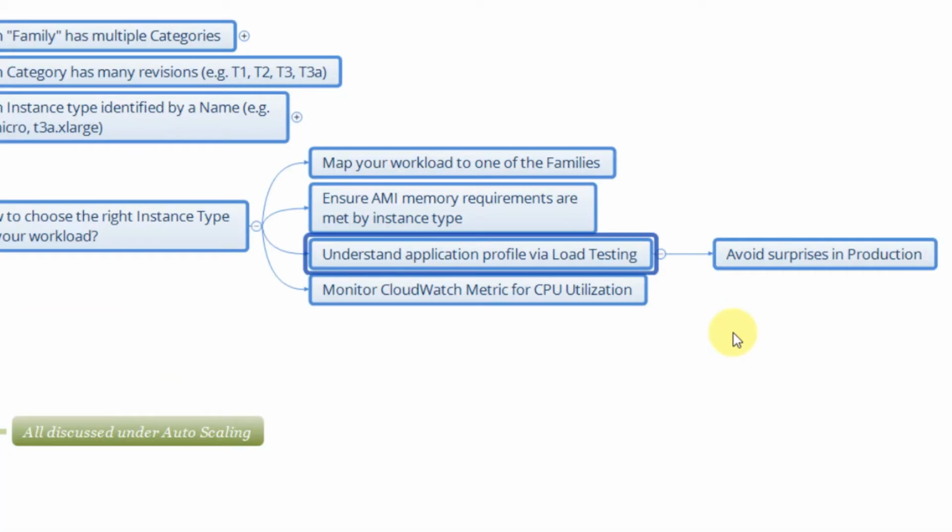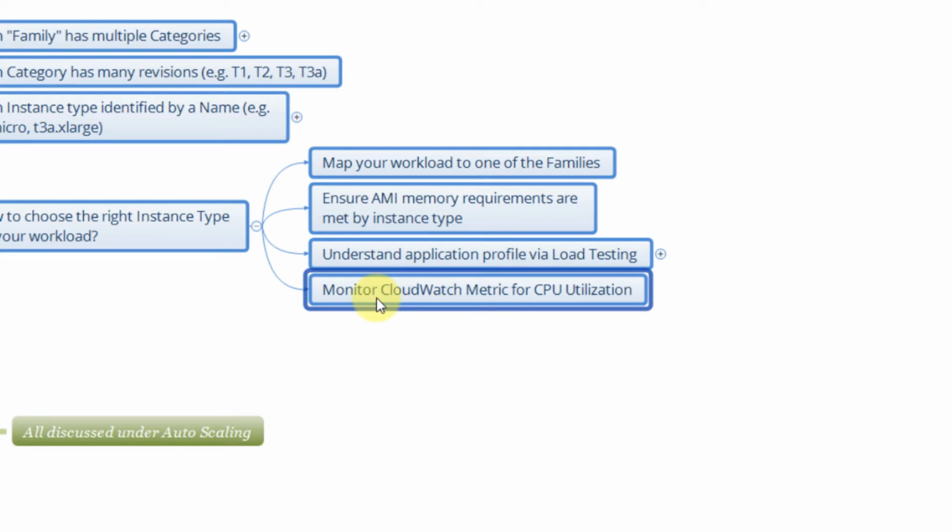And then once you've done a broad mapping of your workload to a type, you can better understand your application profile through load testing. And this is important so that you don't have any surprises in production of being heavily underutilized or overutilized instance type. And additionally, at runtime in production, you can monitor CloudWatch metrics for CPU utilization, disk utilization, network utilization, and so on, and further refine the instance type that is right for your workload.